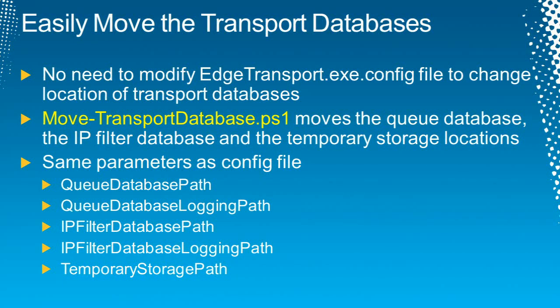And you can do all those steps, or you can simply use MoveTransportDatabase.ps1, pass in parameters, which just so happen to be the same exact parameters you'd be modifying in the config file anyway, and just let the script do all the work for you. Okay? Stop the transport service, make the configuration changes, move the mail.q file, and restart the transport service. It'll do it all for you. You won't have to do anything except give it the options of where you want that database located.